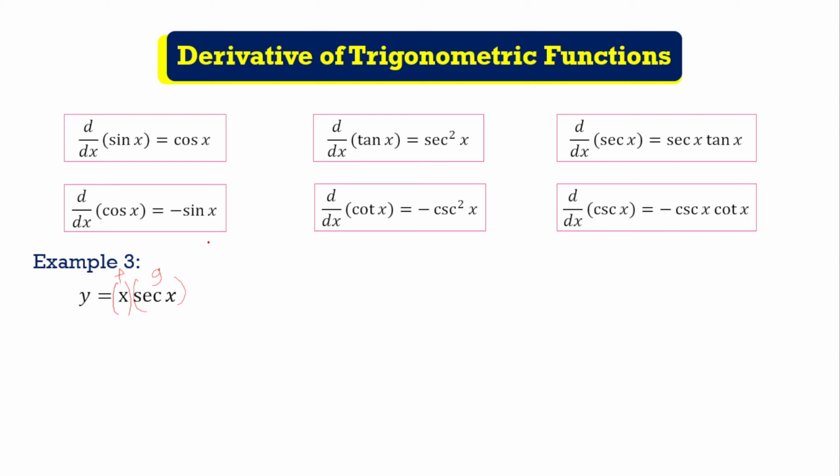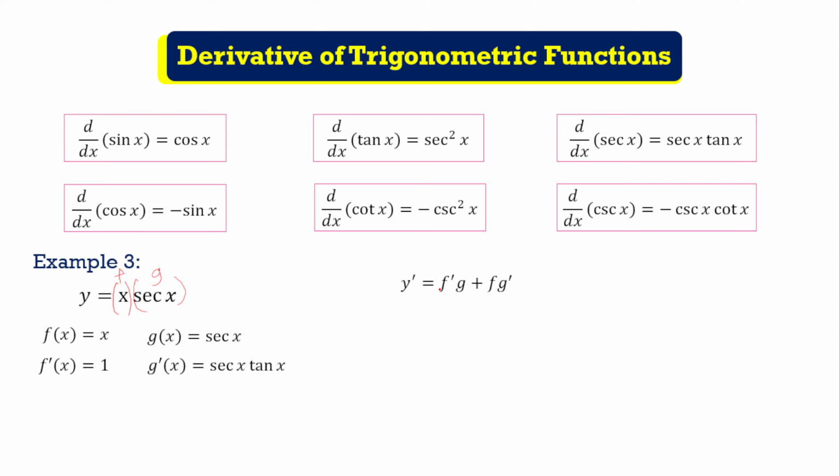Ang pwede natin gawin dyan, since meron tayong dalawang function na pinag-multiply, apply natin ang product rule. Product rule, kailangan natin malaman ang first function at saka second function. Tapos kunin yung mga derivative nila. Derivative ng x is 1. Alam natin yan, identity rule. Derivative ng secant x, ito yan, secant x tan x.